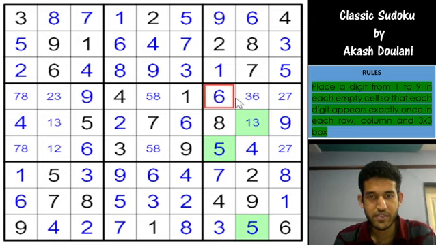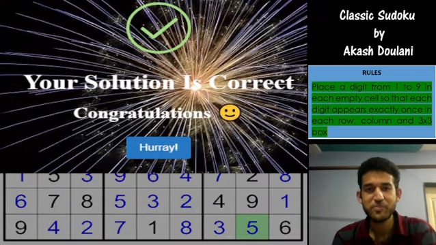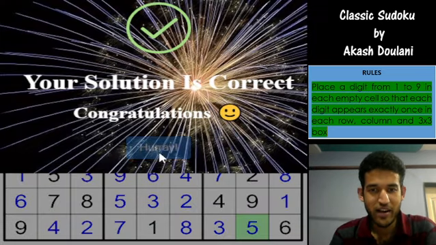Gives a 6 here, gives a 3 here, a 1 here, 3 here, 2 here, 1 here. This 2 gives a 7 here, a 2 here, and that 7 gives a 7 here, an 8 here, an 8 here, and a 5 here. And with that, we have completed this superb Sudoku from Akash Dulani.